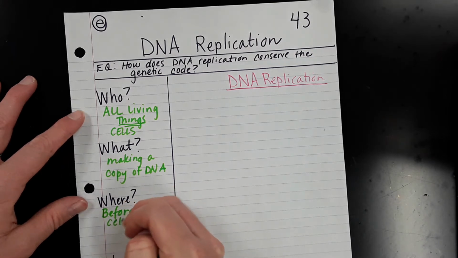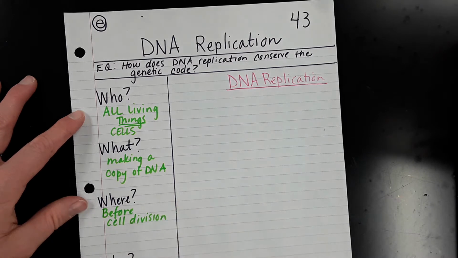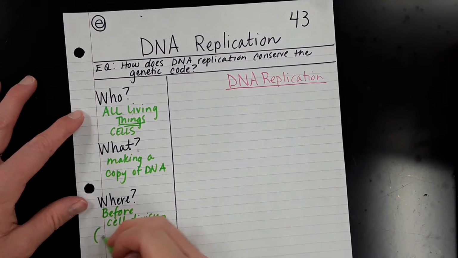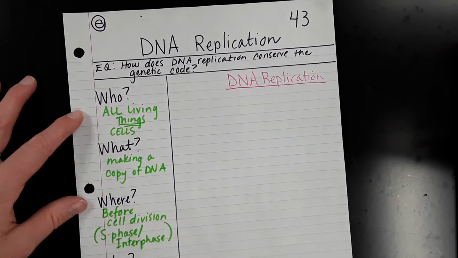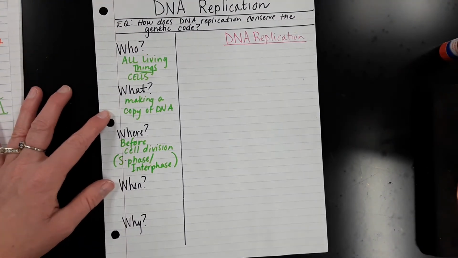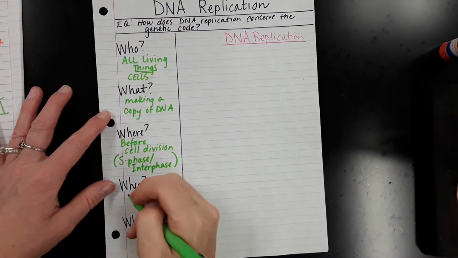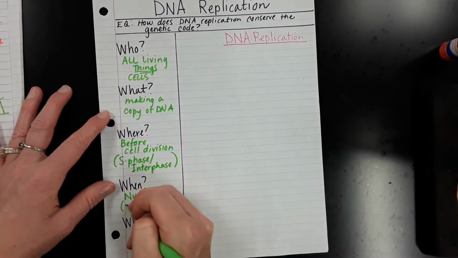And in a couple weeks, we're going to learn that this is actually going to happen during something called S phase of interphase. I'm just going to preload you with those words. So it happens during what we call S phase of interphase. Where does it happen? Well, in eukaryotic cells, it happens in the nucleus. If it's in a prokaryotic cell, it would happen in the cytoplasm.